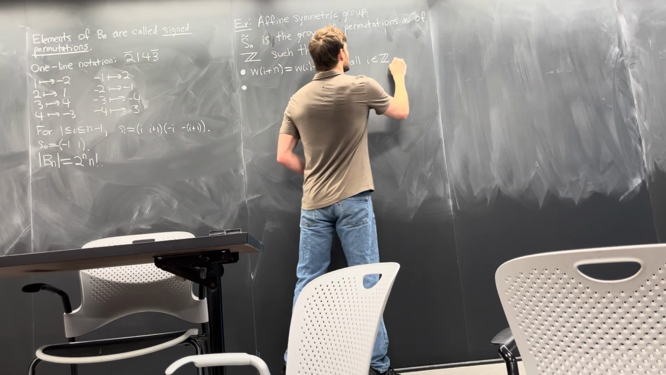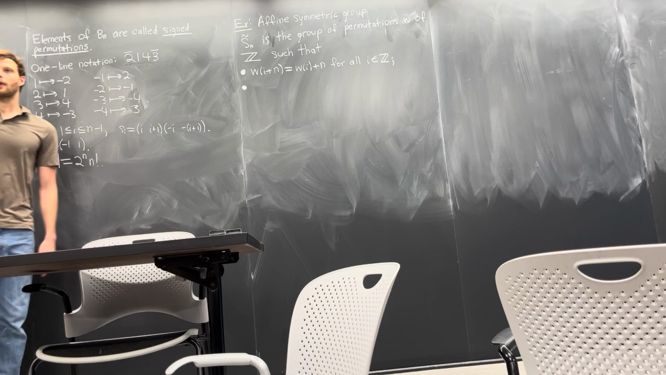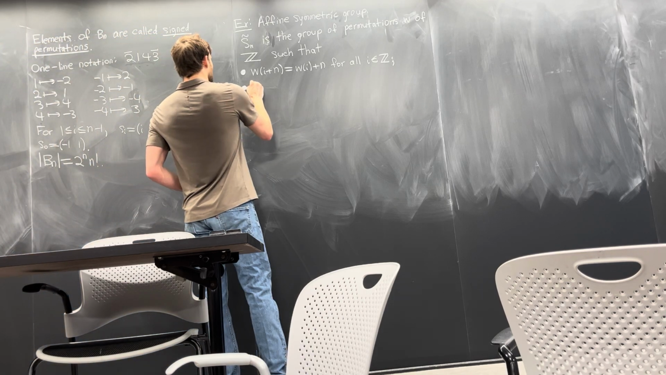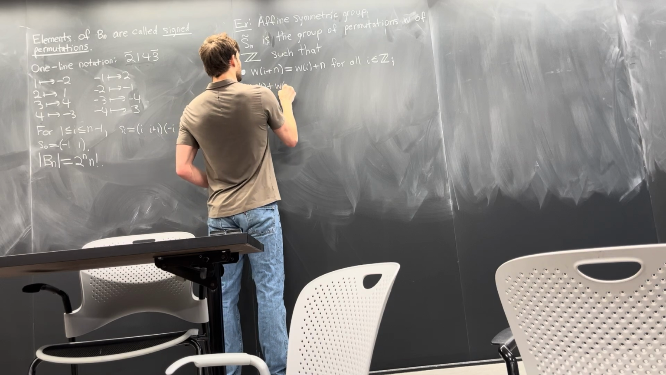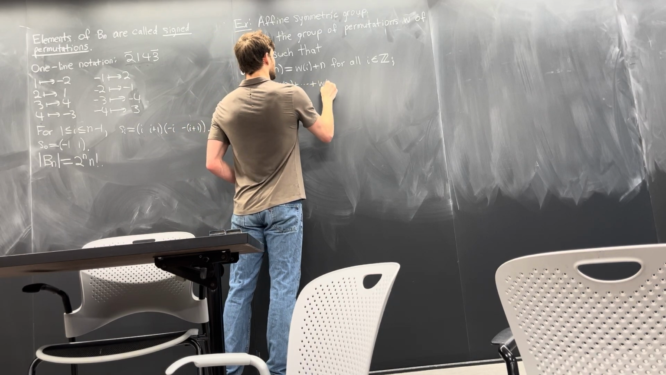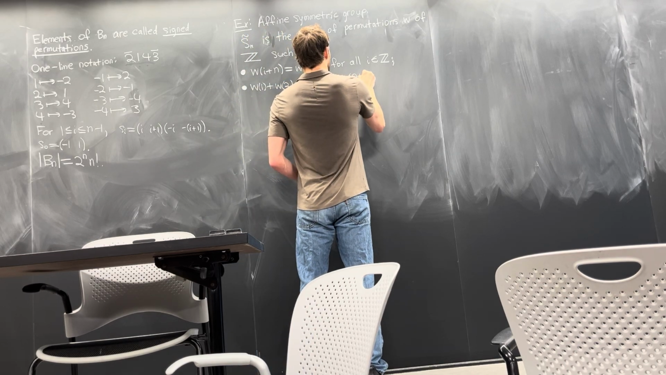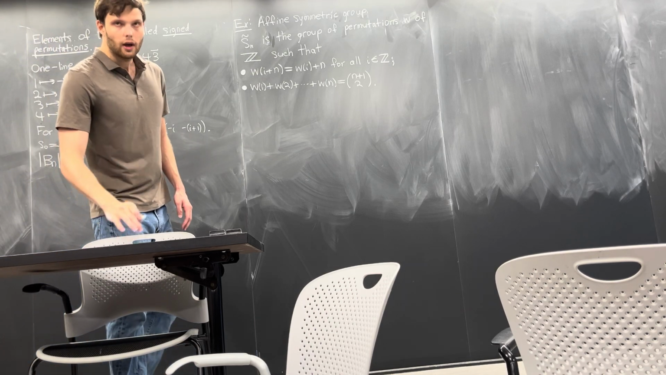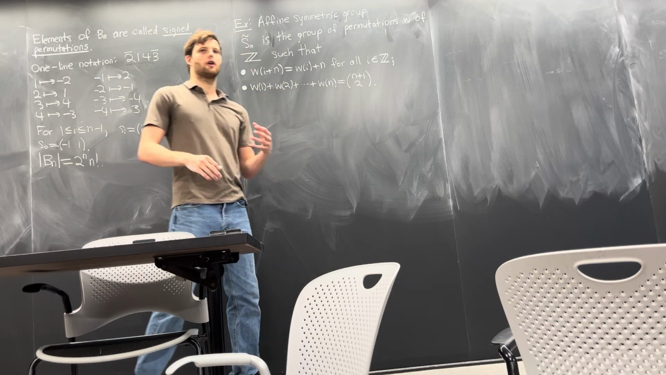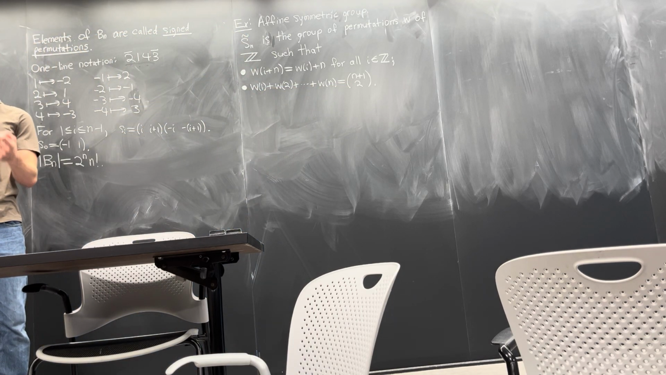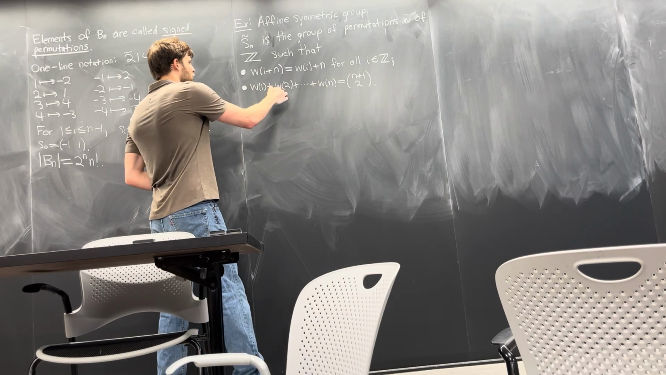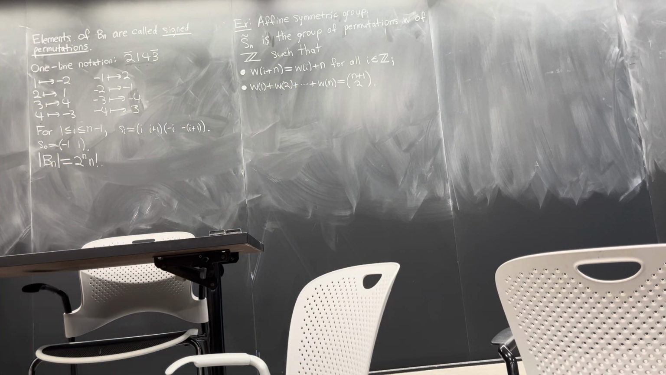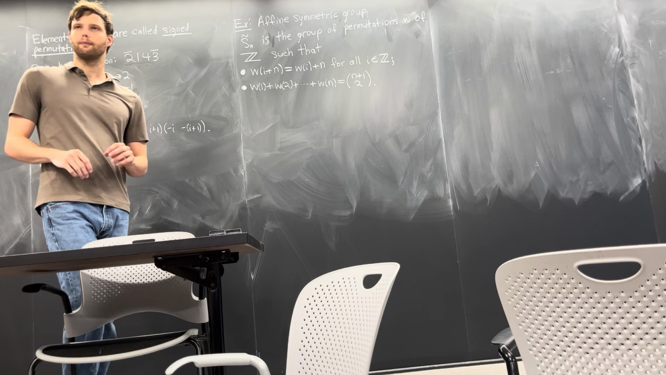Secondly, if you take the sum w of 1 plus w of 2 plus dot dot dot plus w of n, this should be n plus 1 choose 2. And the reason that I want this to sum up to n plus 1 choose 2 is because the identity element of this group should be just the permutation that fixes everything, so just w of i equals i. And that will satisfy this condition, because 1 plus 2 plus dot dot dot plus n is just n plus 1 choose 2. And the point is you want to preserve this sum throughout the group. Okay?